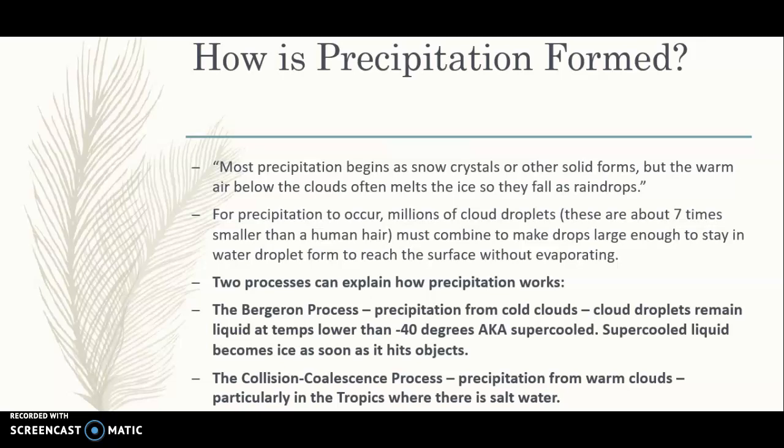First is called the Bergeron process, and this is precipitation from cold clouds. Cloud droplets remain liquid at temperatures lower than -40 degrees, and this means that they're super cold. Super cold liquid becomes ice as soon as it hits objects. The second process that creates precipitation is the collision coalescence process, and this means that the precipitation comes from warm clouds, particularly in the tropics where there is salt water.